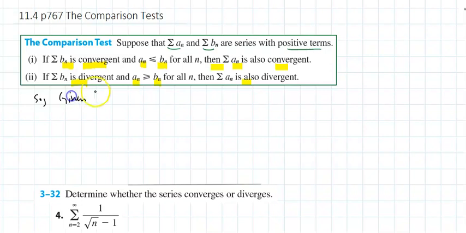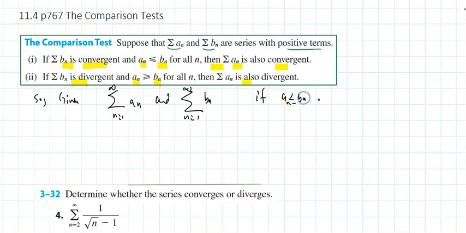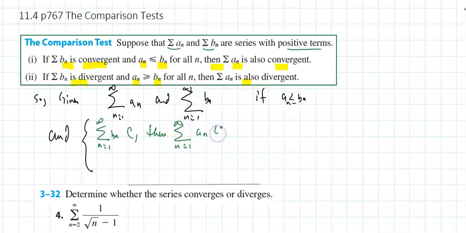Given the series from n equals 1 to infinity of a sub n and the series n equals 1 to infinity of b sub n, if a sub n is less than or equal to b sub n for some n, and if the series of b sub n converges, then the series of a sub n converges automatically.